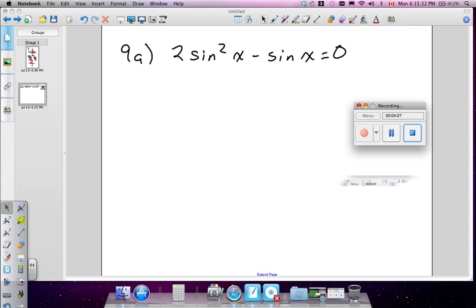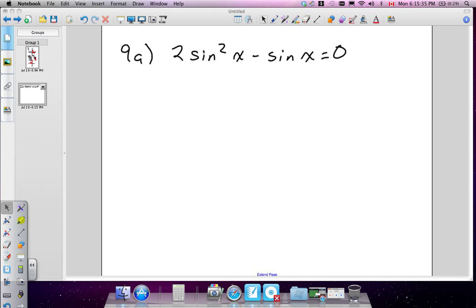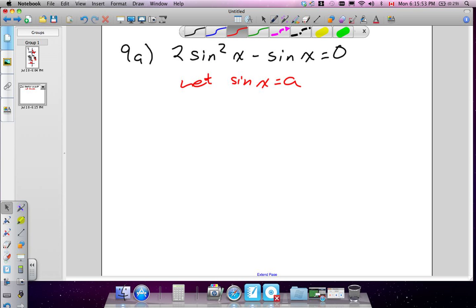Okay, so in this question here, they want to solve for x. Solve x to the nearest degree between 0 and 360. Okay, we're going to replace. I'm going to say let sine x be, we'll use a different variable because they're using x. We'll just call it maybe a, okay? So what I'm going to replace this now, what this is going to say is 2a squared minus a is equal to 0.